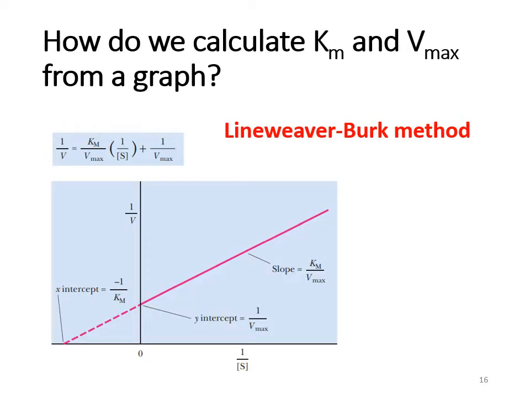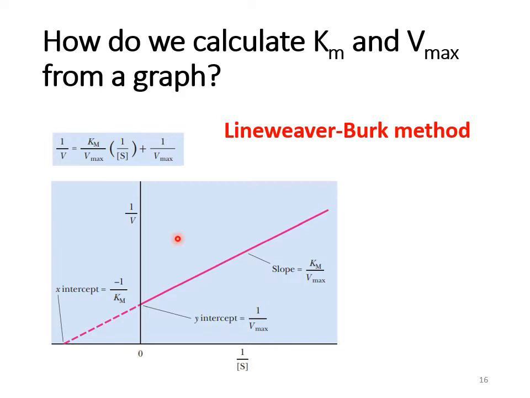Now, another way that we can work with enzyme kinetics is how you can calculate the Km and the Vmax from a graph. I know this slide is going to look a bit scary, but we're going to go through it in the next slide to show how it's actually done, and it makes it a little bit clearer. So if you are ever asked how do we calculate Km and Vmax from a graph, the answer is the Lineweaver-Burk method.